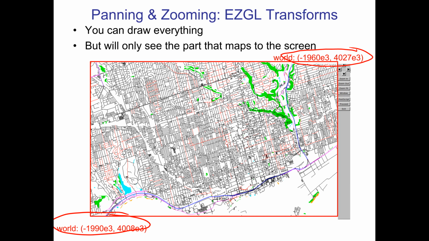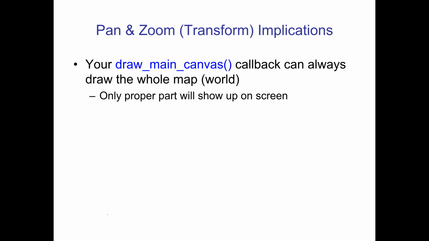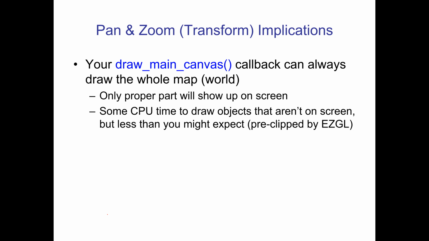Hopefully that all makes sense. So what does this mean? It's pretty convenient. It means your screen redrawing function, that draw main canvas, can always draw the whole map. You can draw everything, and you'll just see the right view. So you don't have to write a lot of complicated code in it.